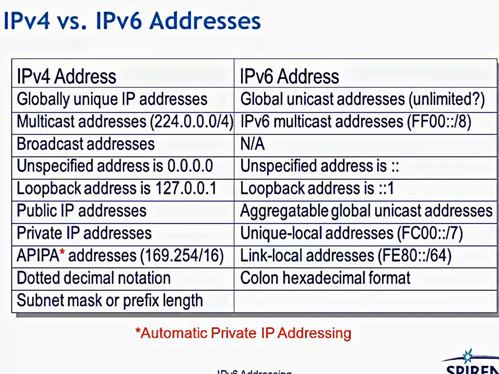Dotted decimal notation is now depicted with IPv6 as colon hexadecimal format. And finally, IPv4 started out with the subnet mask idea and then moved on to prefix length, as I mentioned earlier, CIDR notation, but prefix length notation only is inherent with IPv6.